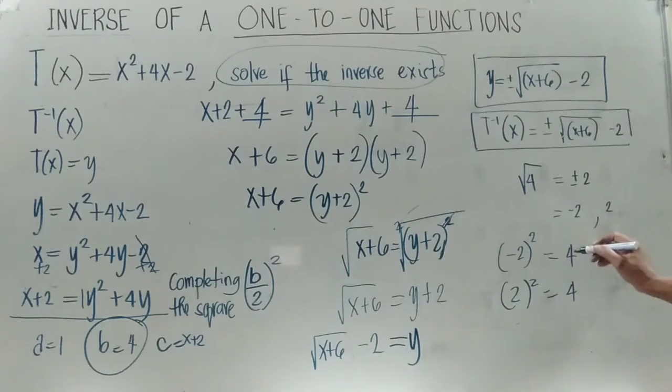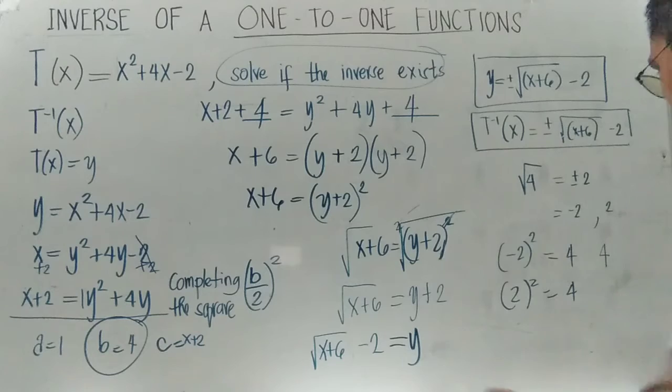Okay, so your domain 4, the square root of 4 can be negative 2 or positive 2. So this is not a one-to-one function. This is a one-to-many function. Okay? So I guess we are clear on this.